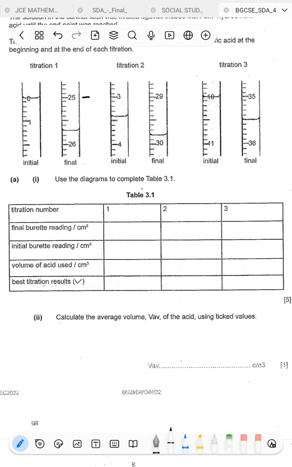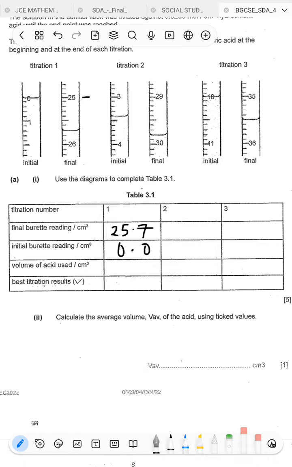So the final reading there is 25.7, and then the initial reading is 0.0. Remember 0.0, not just the 0. Remember our degree of accuracy is 0.1. That's the degree of accuracy, so we need to show it throughout the readings.